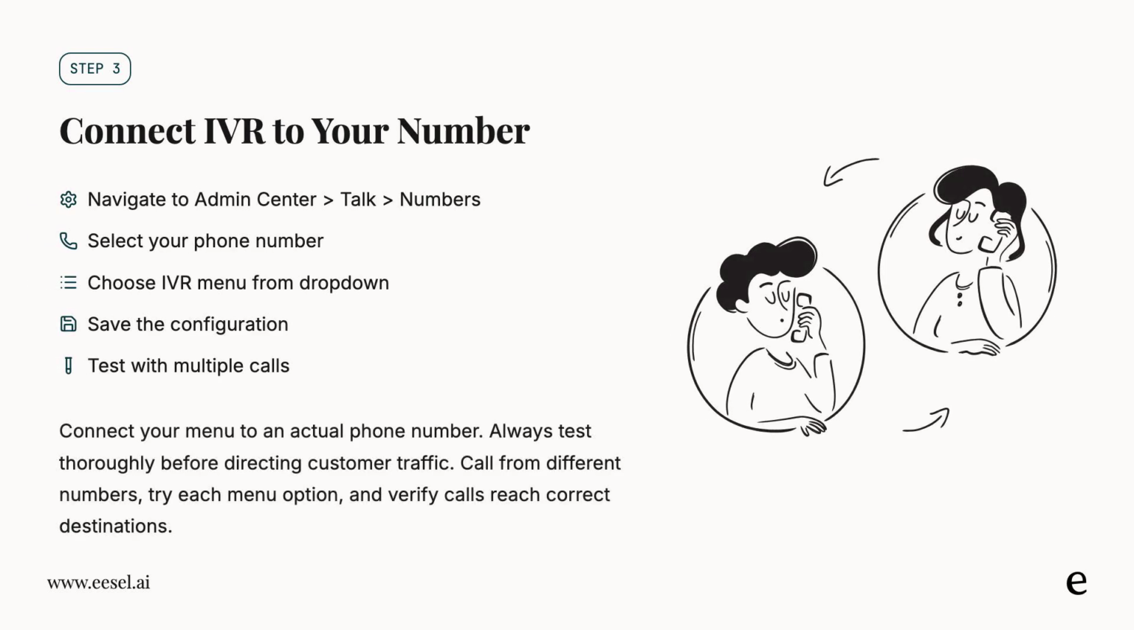Step 3. Connect your IVR to your phone number. In Admin Center, go to Talk, then Numbers. Select your phone number, choose the IVR menu from the drop-down, and save. Always test thoroughly before going live.